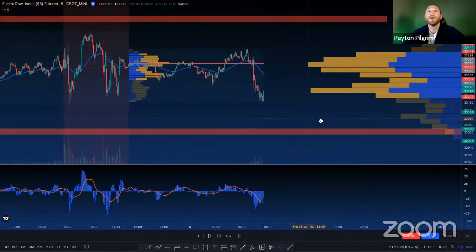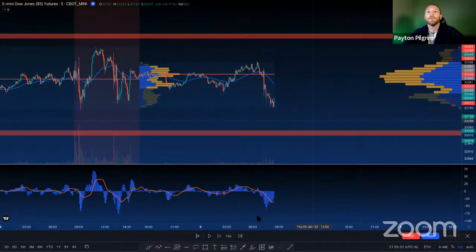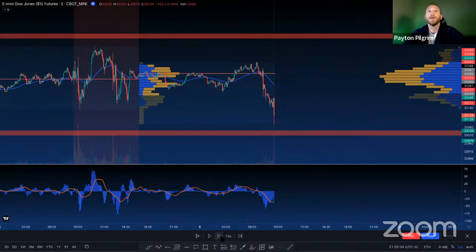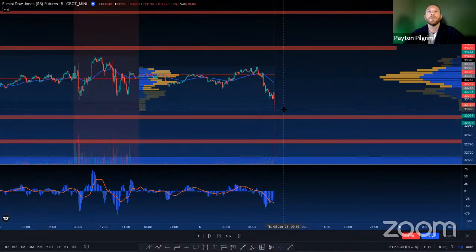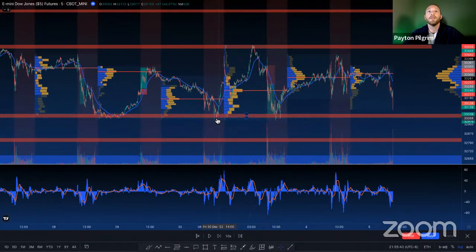The bulls, I'm not seeing anything for them right now. So sorry for the bulls. And there's the low. It already broke. So I think it's not the best idea to anticipate this to break.